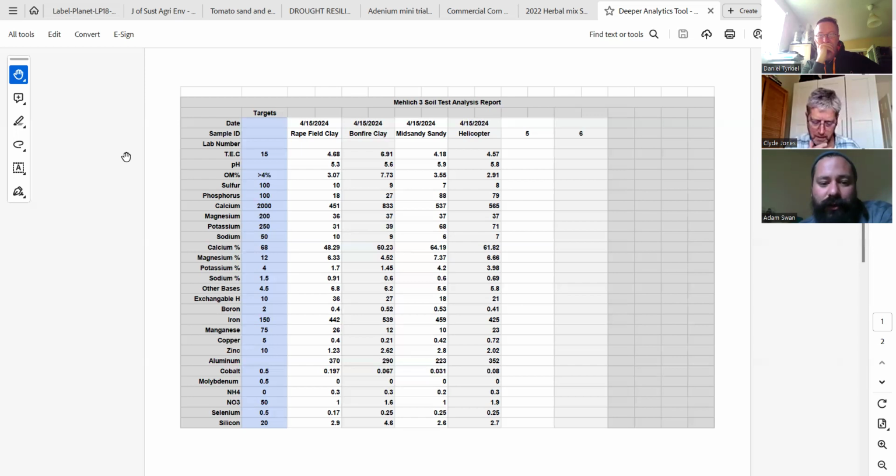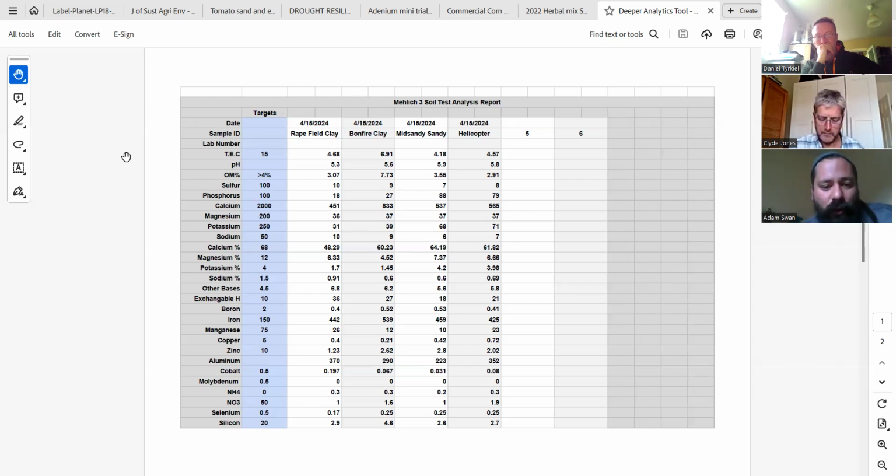Exchangeable hydrogen is just a calculation of your pH. And in these soils, your pH is relatively low, right? Yeah, we got like 5.3 to 5.9. So that's pretty low, and so the exchangeable hydrogen is relatively high. We got 36, 27. The lower the pH, the higher the exchangeable hydrogen, because that exchangeable hydrogen is analogous to acids on the exchange sites. Right, hydrogen being a cation.